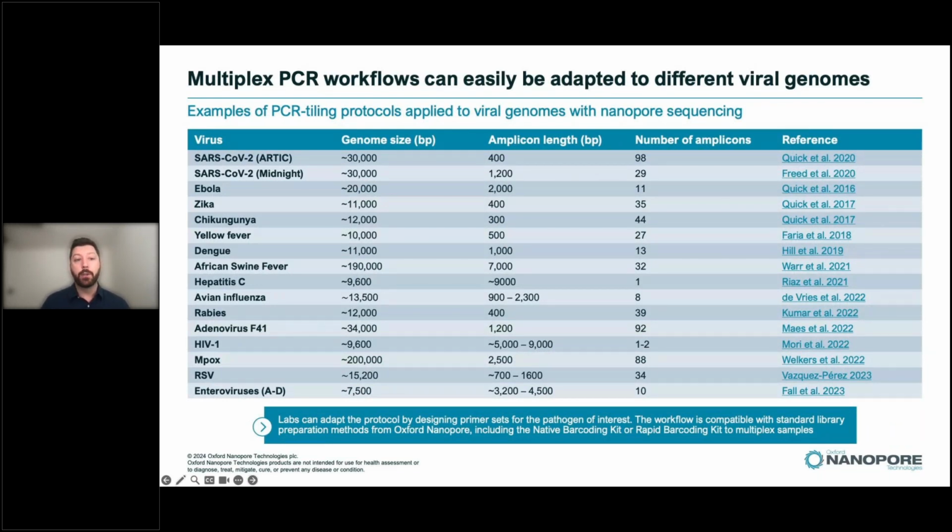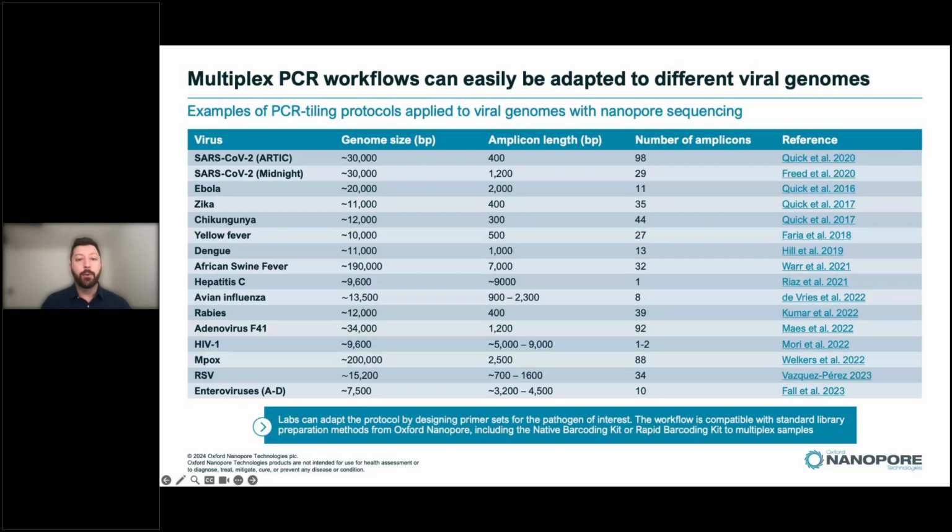So of course, SARS-CoV-2 whole genome sequencing. The example that we're showing here is the Arctic approach. This was using 400 base pair amplicons across the genome. And you can see, for example, if your amplicons are short, then you need a lot of amplicons to cover the full length of that genome. So you can see that 98 amplicons were needed in the Arctic style approach.